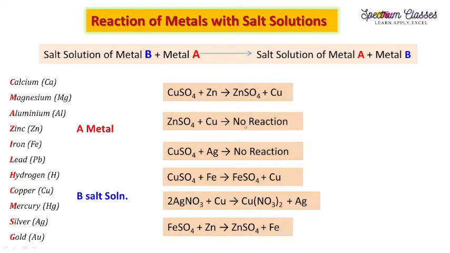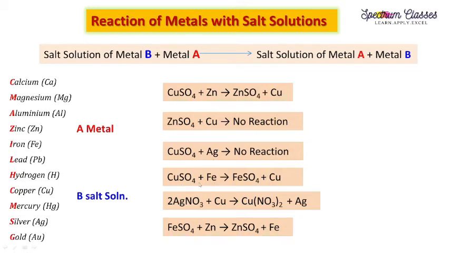So will this reaction take place? No, this reaction will not take place. So this is important. The reverse of this reaction is not going to take place. Now copper sulfate plus silver. First you have to check whether this is B or A. These two, B or A, just locate them. So copper comes first, so this is A, and silver comes later, so this is B. No reaction will take place.